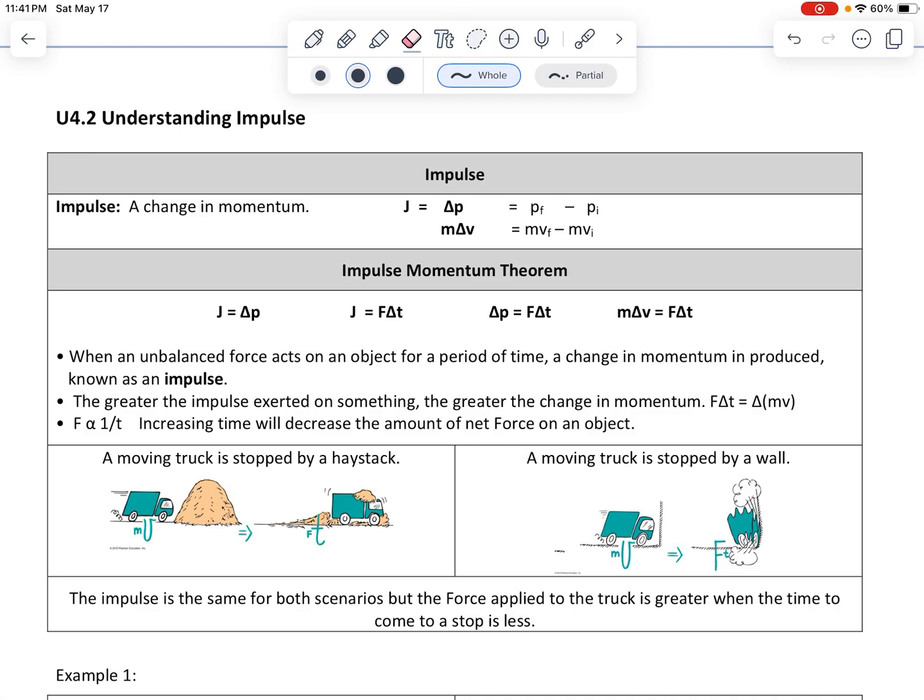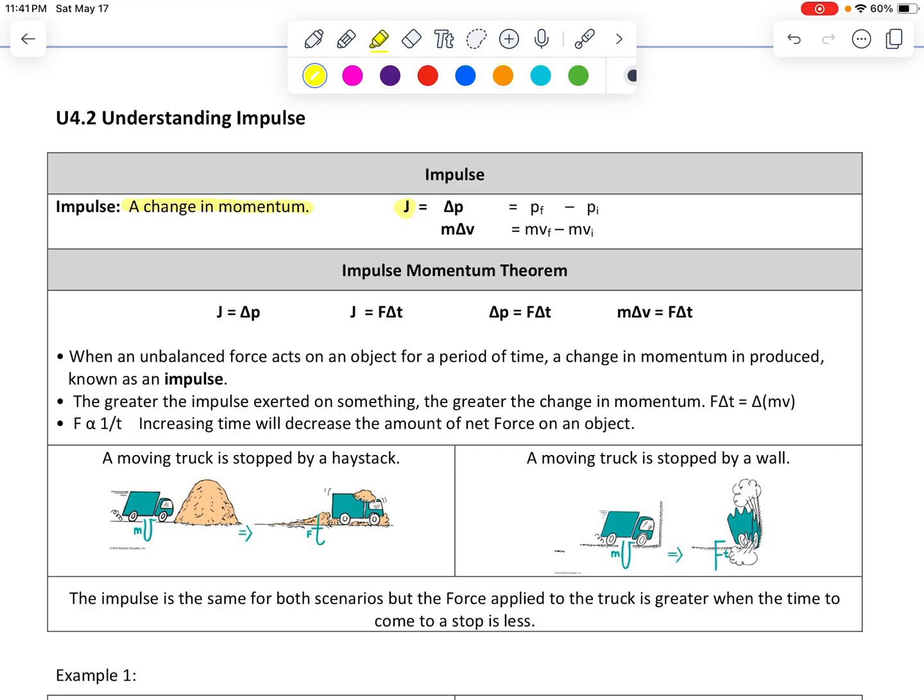Hi everyone, today we are going to learn about impulse. So impulse is just a change in momentum, right? When you stop, when you start up again, if you're in a car, any kind of movement involves a change in momentum. And so the change in momentum is represented with a J. It's kind of like the weird one, just like momentum is the P. Impulse is represented by a J.